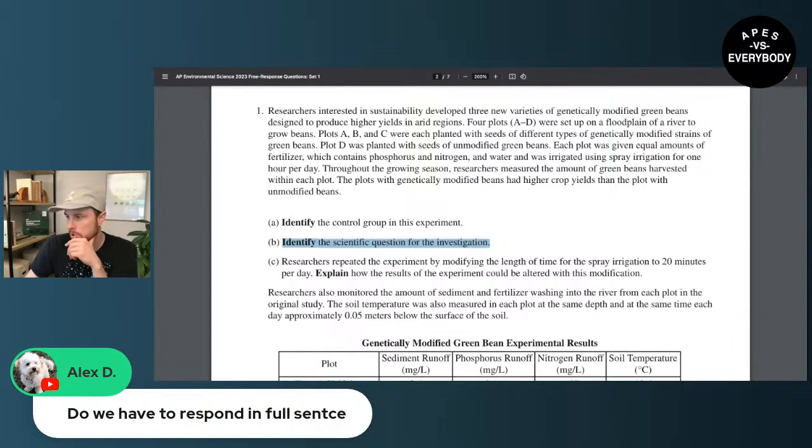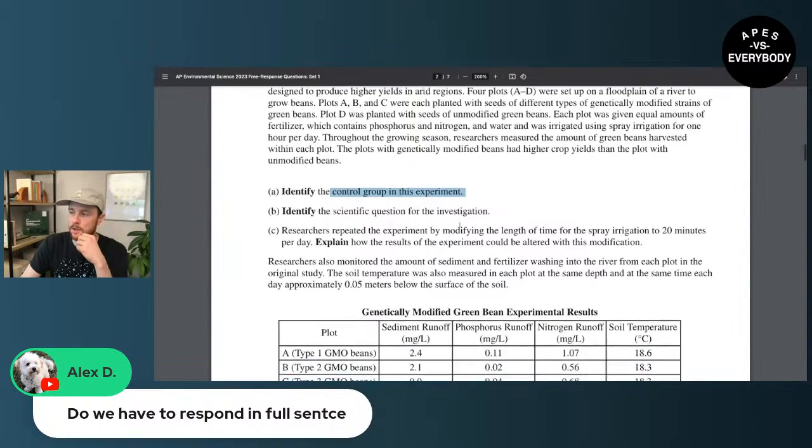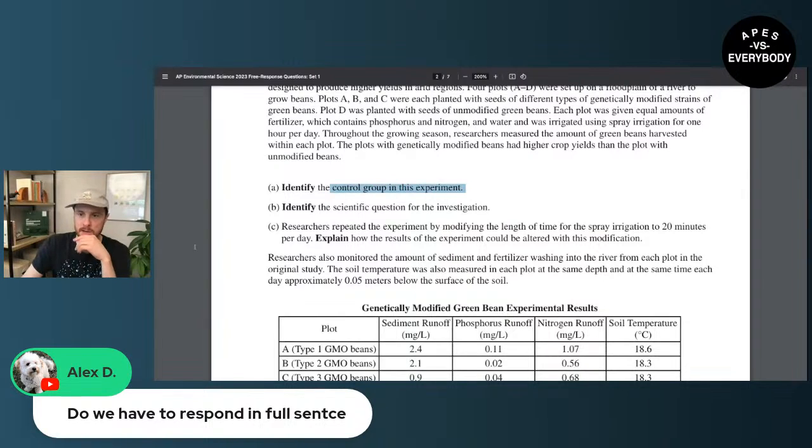So Alex, this is a good question. You don't have to respond in full sentences on identifies, but I do think you should push for more than like 1 or 2 words if you're identifying the control group or a variable. And we'll get to why that is in a minute. On an explain though, you're going to want probably 2 sentences. There's nothing magic about 2 sentences. It's just 2 sentences is usually what it takes to provide adequate detail to earn the point. But great question, Alex.